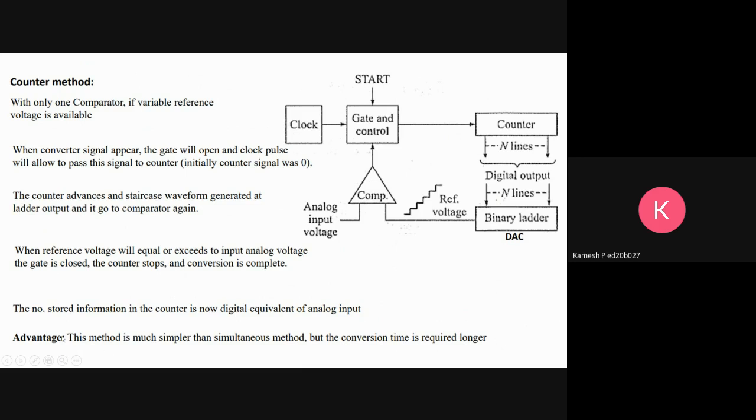The advantage of the counter method is that it is much simpler than the simultaneous method, but the conversion time required here is much longer compared to the previous one.